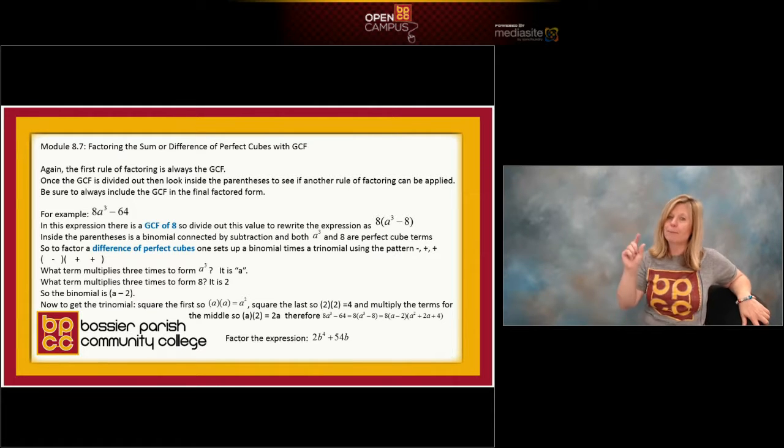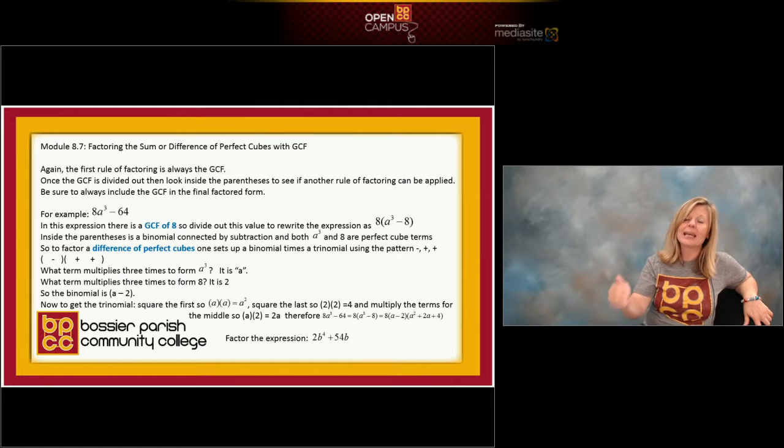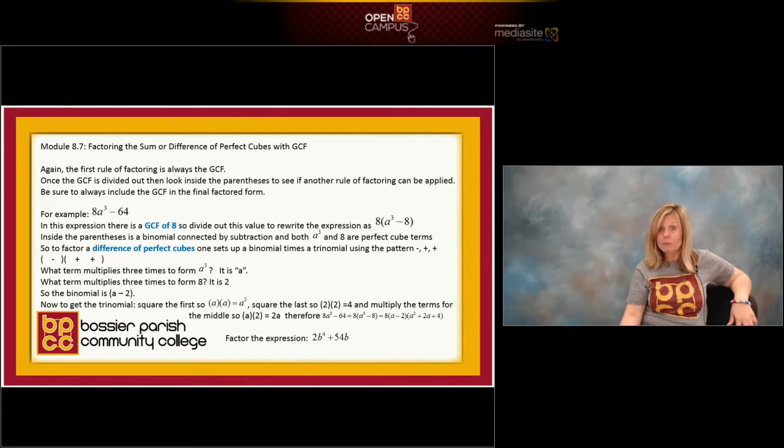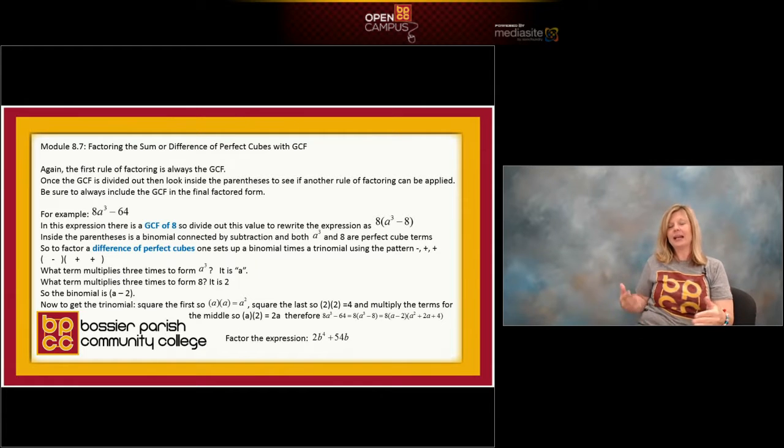Then I look at that parentheses and see, hey, is inside the parentheses yet another rule? Sure enough, if I look at a cubed minus 8, it's got a difference. 8 is a perfect cube, and a cubed is a perfect cube. So now I can keep going and do the rule difference of perfect cubes. So let's go over that rule again. How do we factor a difference of perfect cubes?